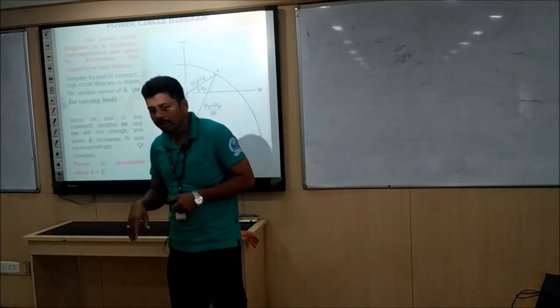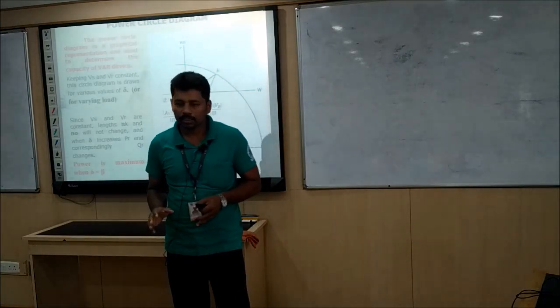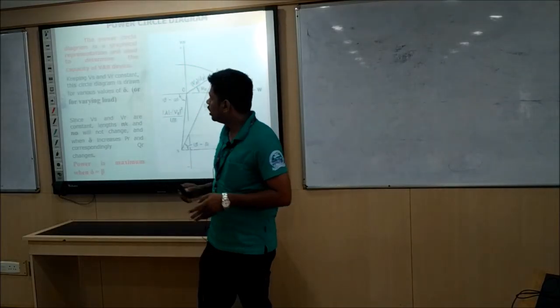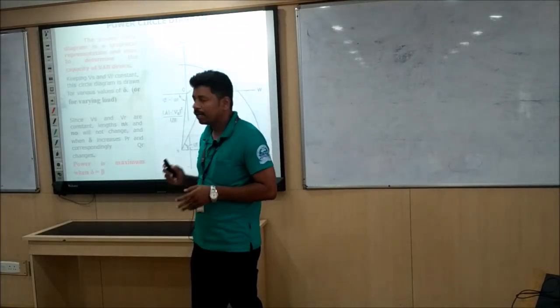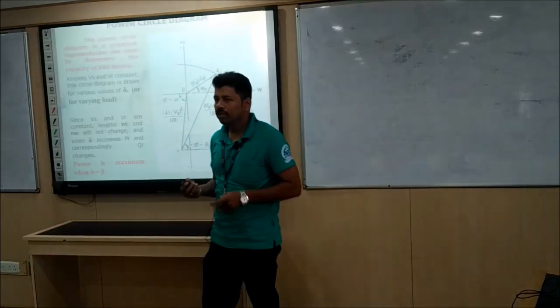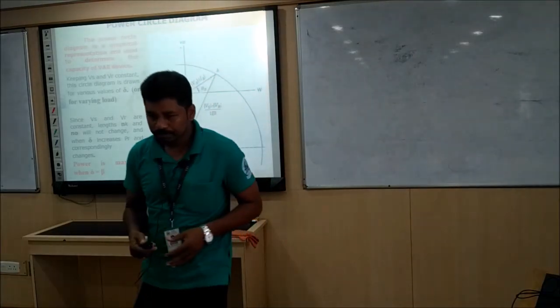This is an important topic to find the various parameters. This is a graphical representation of the system. The power circle diagram is a graphical representation used to determine the capacity of VAR devices. VAR in the sense of how much capacitance I have to use.